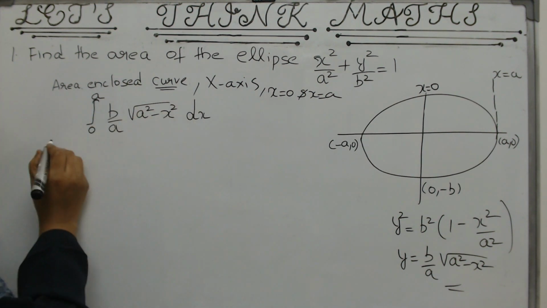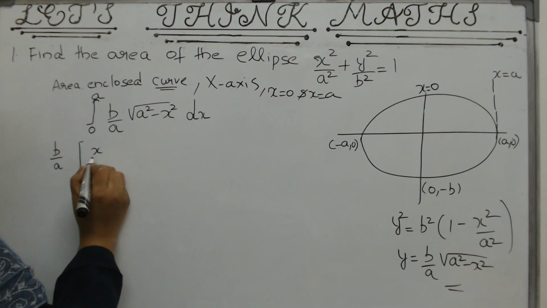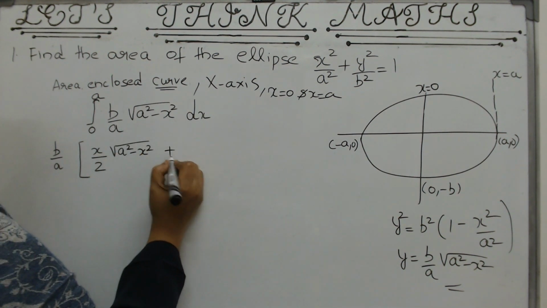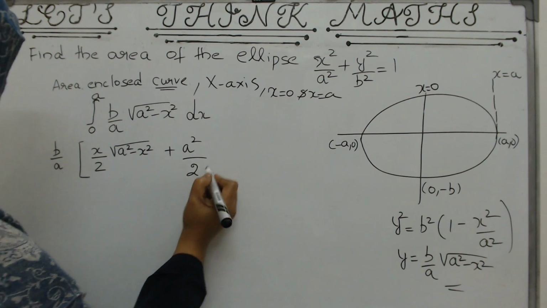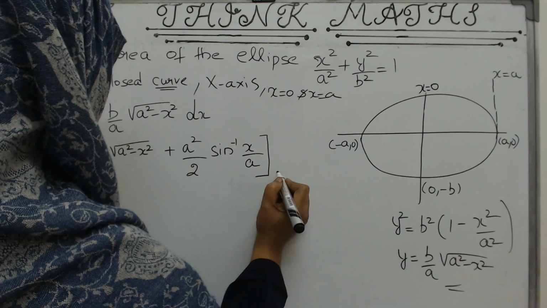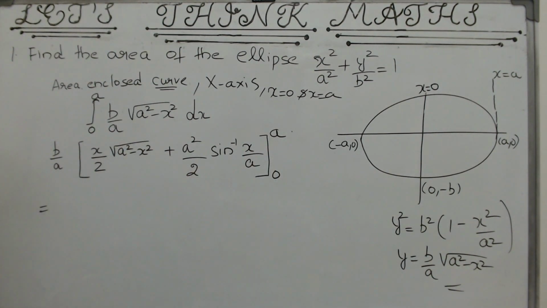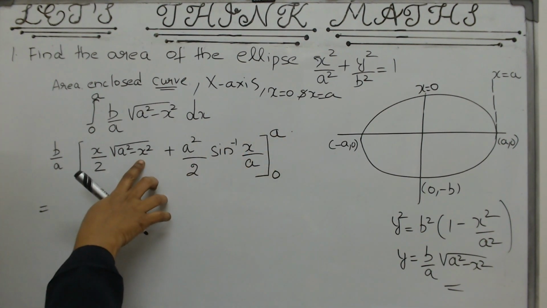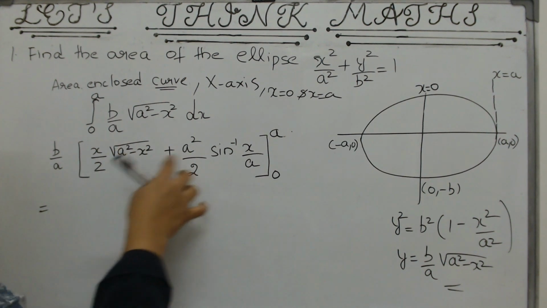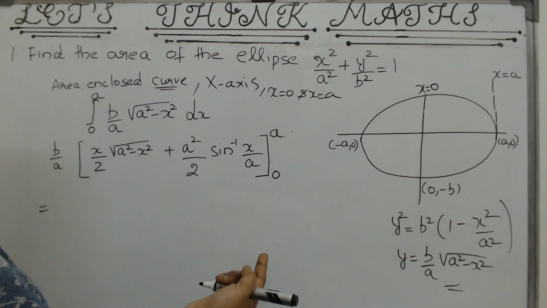So now integrate it. This is a constant, so this comes out. Then on integrating you get this. This is what you get on integrating. For the upper limit, what will you have? This thing. When you put a here, this whole thing becomes 0. But when you put a here, what happens? a by a is 1, and sine inverse of 1 is what?